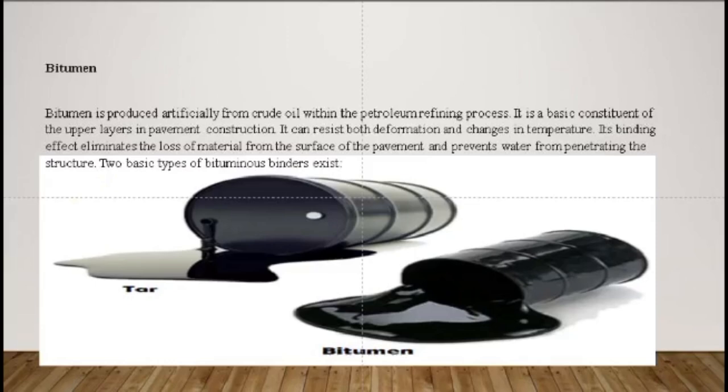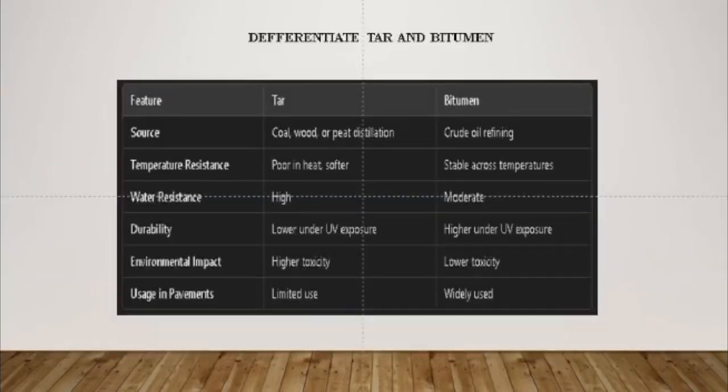So there are two basic types of bitumen: the tar and the bitumen. Let's differentiate tar and bitumen. First, the feature in terms of source. Tar is from coal, wood, or pit distillation, while bitumen is from crude oil refining. Bitumen is from waste crude oil, the one that has been refined.